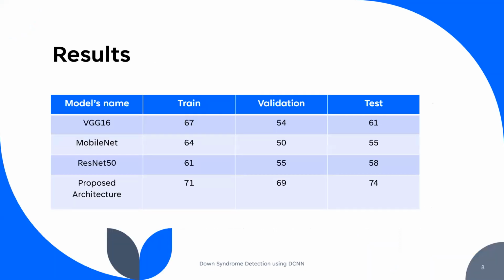So these are the results that we could see. The training, validation, and test accuracies for the VGG, MobileNet, and ResNet, which were the actual transfer learning models, were very low, and the proposed architecture achieved an accuracy which is a bit better than this.